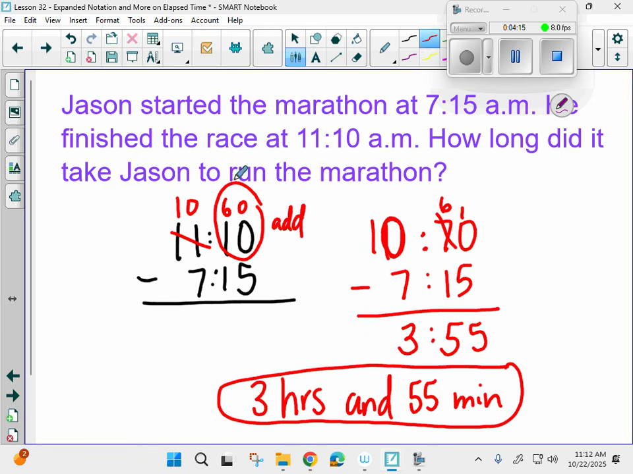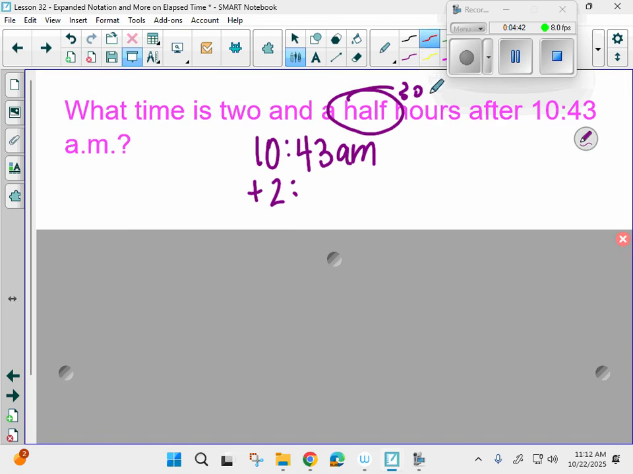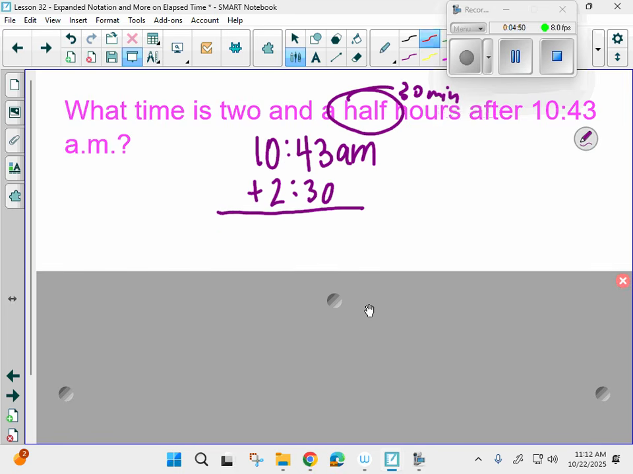All right. What time is 2.5 hours after 10:43 a.m.? Okay, so I'm going to start with 10:43 a.m. And I want 2.5 hours after. So I'm adding 2.5 hours is how many minutes, you guys? Yeah, that's 30 minutes. So I'm adding 2 hours and 30 minutes. We'll worry about carrying over in a minute, okay?